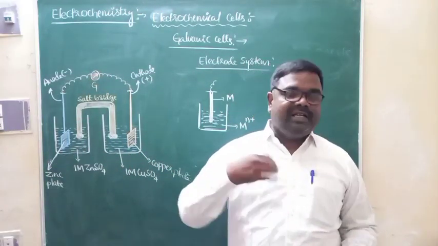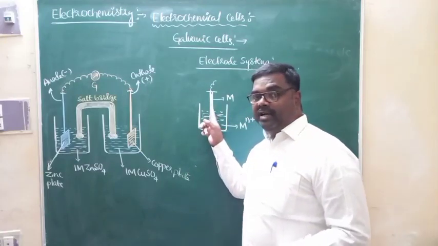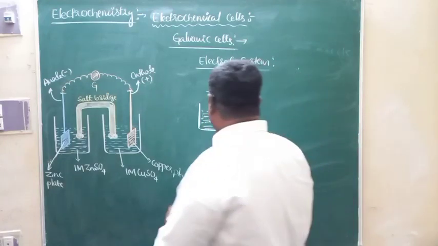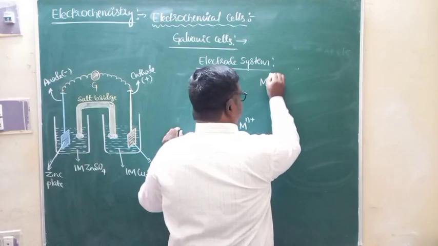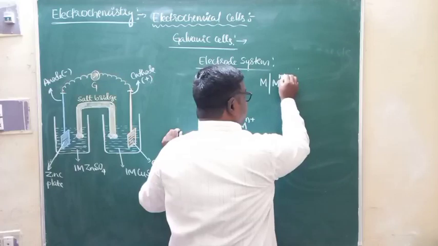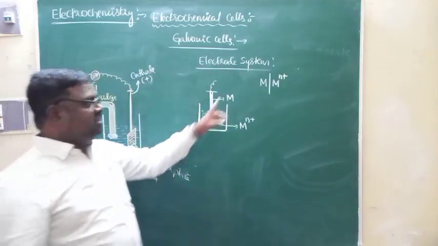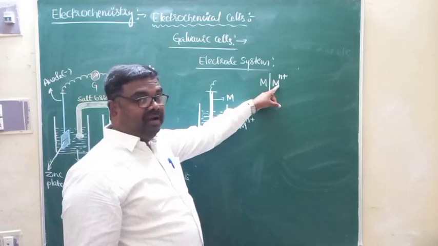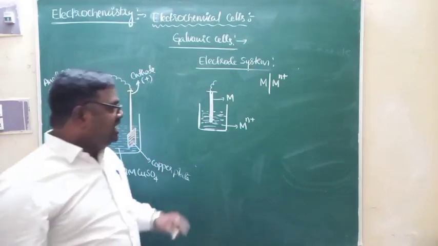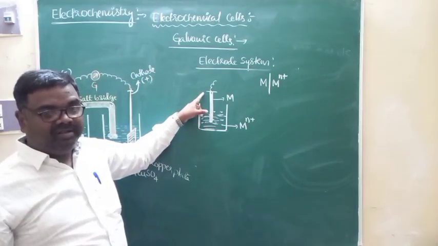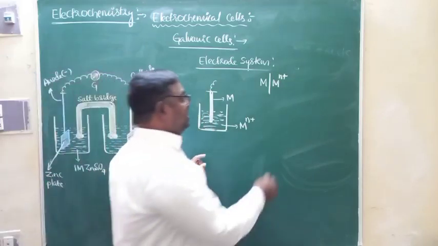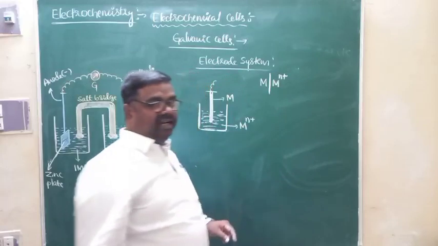That means we are establishing a contact between the metal and the ions. This particular electrode system is represented by M bar M n plus. This is the representation of an electrode system. The metal is in contact with metal ion in solution, and this single vertical line represents the interface between solution and metal. The metal is a solid, the solution is a liquid, and the interface between solid and liquid is represented by a single vertical line.